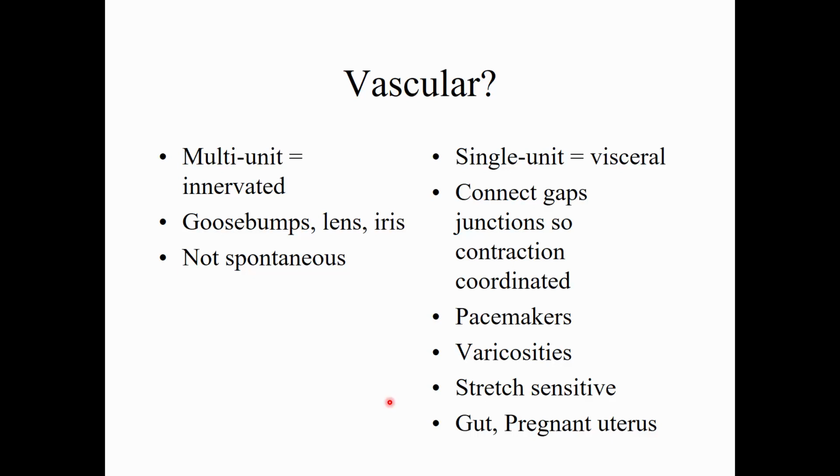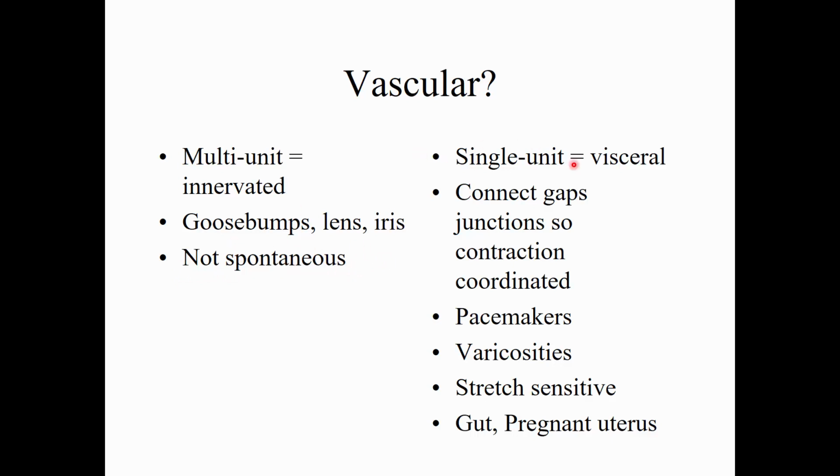So we have two kinds of muscle. We have something called multi-unit or innervated. So your piloerector muscles that give you goosebumps. The muscles regulating the lens of the eye. The muscles regulating the iris. These guys are innervated. They need a neuron to tell them what to do. So they're not spontaneously contracting.